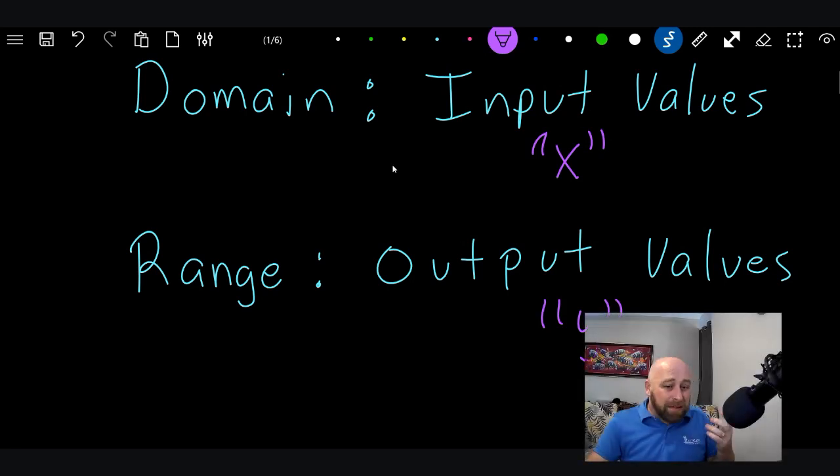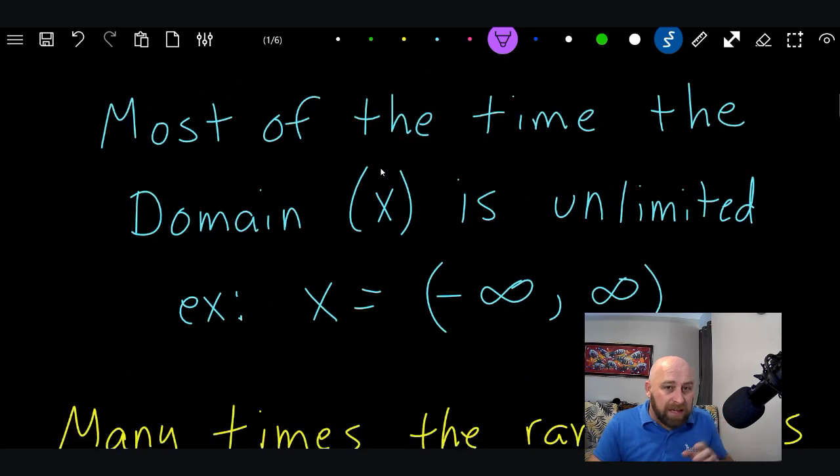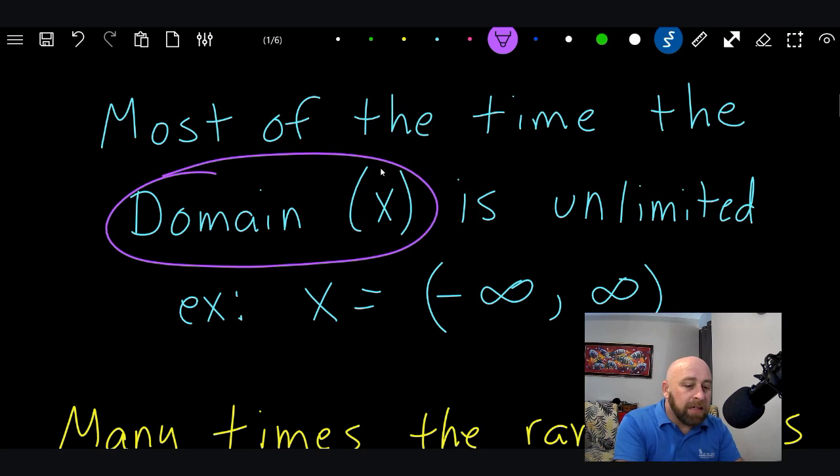So typically, I wrote down here, most of the time. There are times that it's not, but most of the time, the domain, the x, is unlimited, okay? So negative infinity to positive infinity. It's unlimited. In other words, you can put any number you want in for x. There's no limitations. You can put 1, you can put -1, you can put 1 million, you could put -1 million. You could put any fraction in. You could put really any number you want.